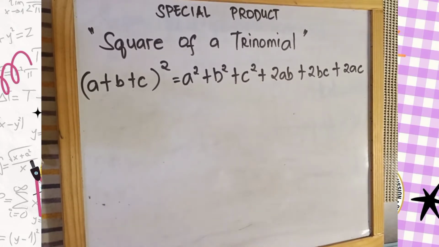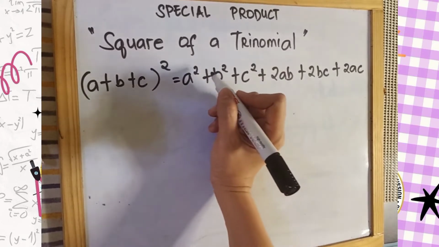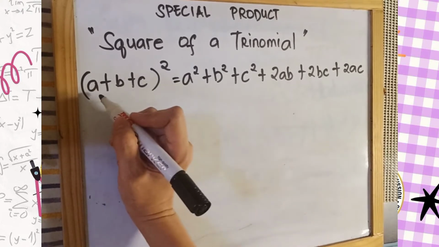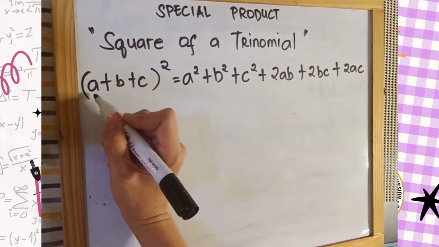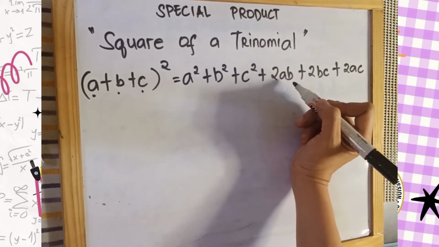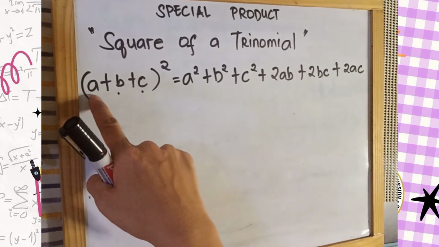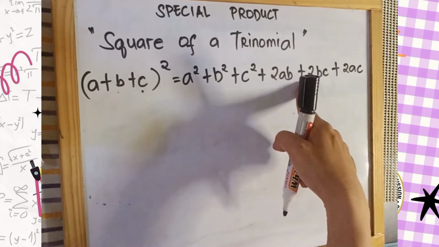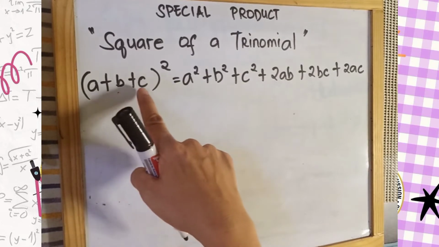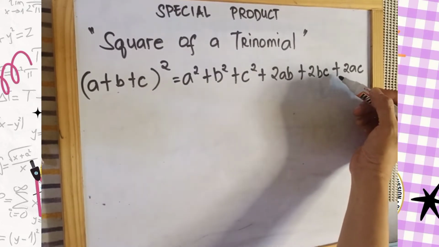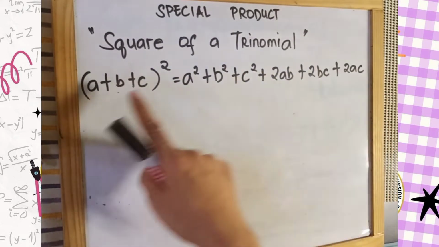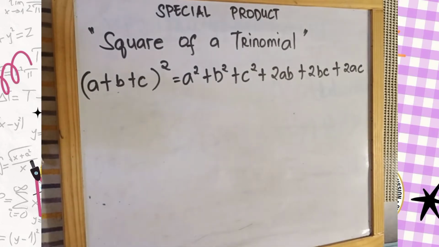Okay, so we have here the given formula. a squared plus b squared plus c squared. So that means we just have to square all the given terms here in our trinomial. So a squared, b squared, c squared. Plus twice the product of a and b. Plus twice the product of b and c, so 2 times bc, and then plus twice the product of a and c, so 2 times ac. Okay, so natandaan ba?